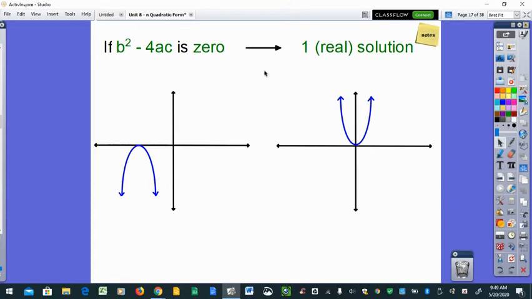Now let's say that underneath the square root, you don't get a positive number, you get 0. If you get 0, think about it. The square root is 0. There is no positive or negative difference. So in that case, there would only be 1 solution.